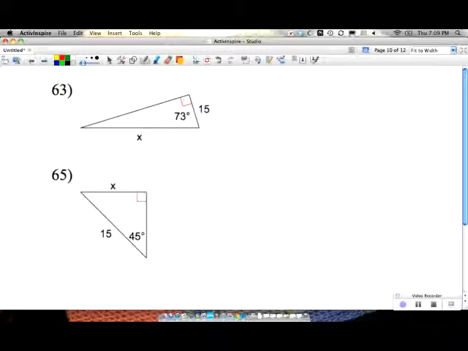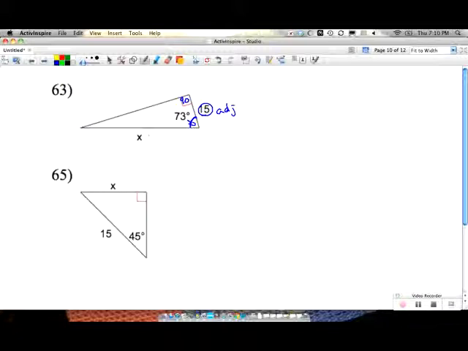I do know it's in the bottom right corner because this up here is 90 degrees. That's 90 up in the square corner. So that means this 73 goes down here. So I got this angle, and then this 15 is the adjacent leg to that angle, and then this x is the hypotenuse because it's opposite the 90 degrees.